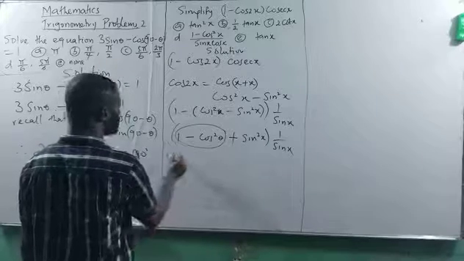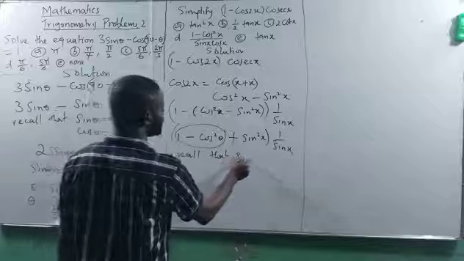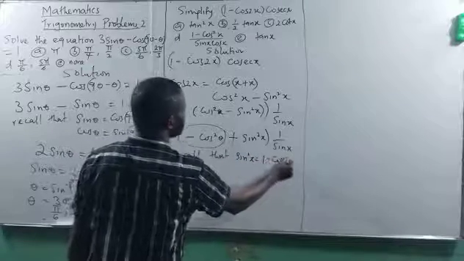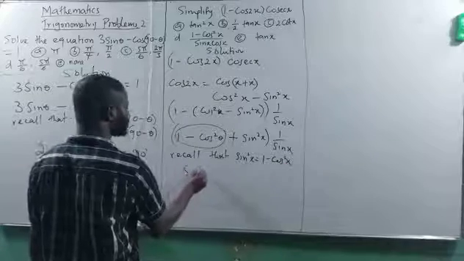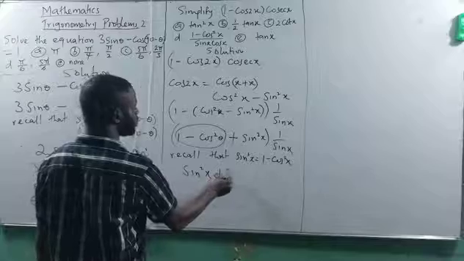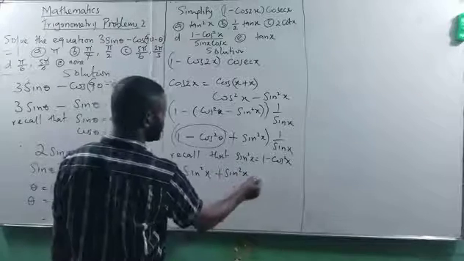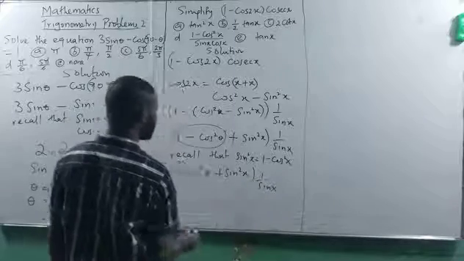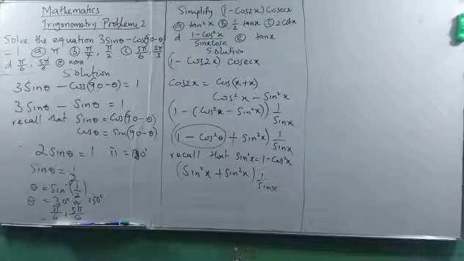Now recall that sine square x will be equal to 1 minus cos square x. Now, if that is the case, it means sine square x plus sine square x, bracket of 1 over sine x. Now, this one will give us 4. Hope I'm not making any mistake. It will give us 4.